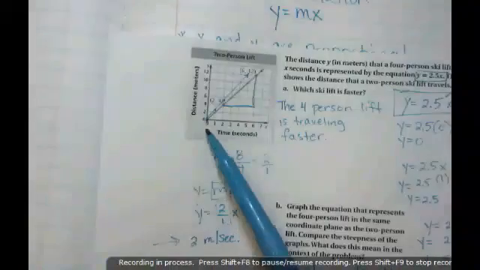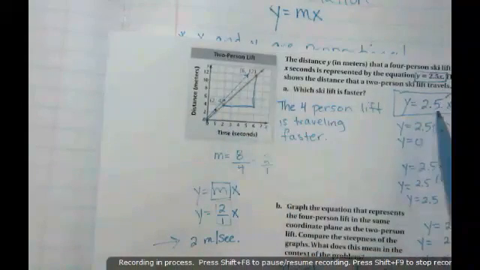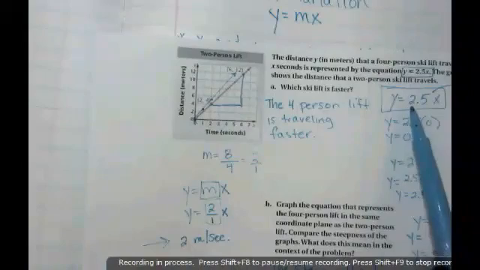Again, you can see from this graph that I drew, (1, 2.5). That was my slope. 2.5 was my slope. I'm traveling 2.5 meters per second.